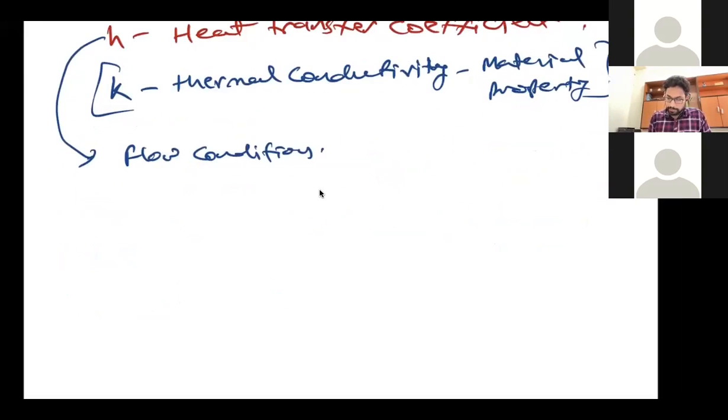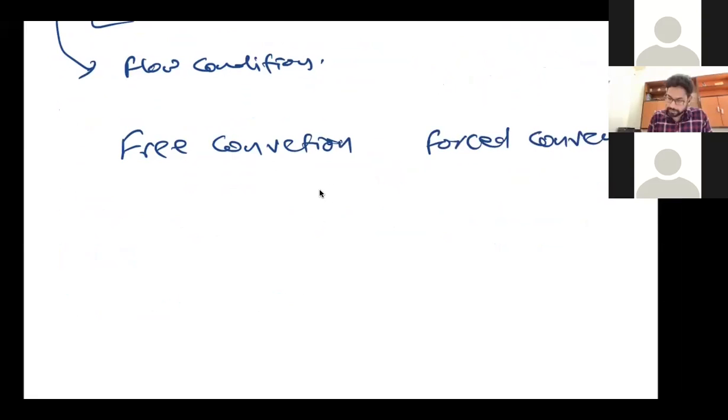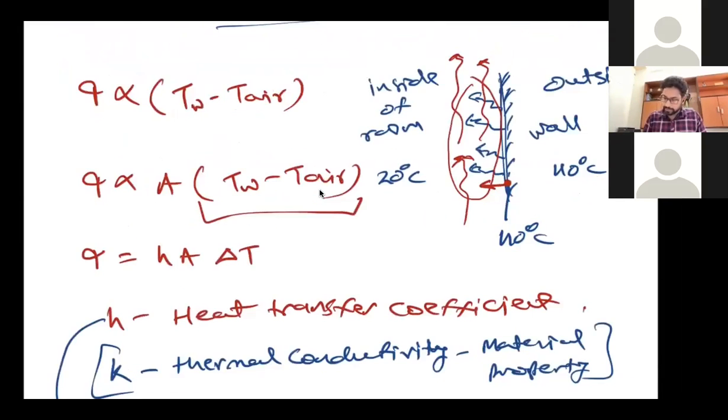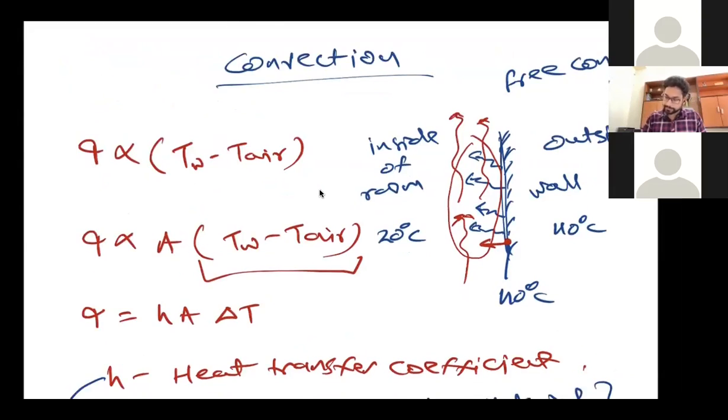Okay, so this brings us to our next topic, that is called types of convection, or free convection and forced convection. And depending on whether it's free convection or forced convection, the H values are different from each other. Okay, so we will discuss free convection and forced convection. To understand free convection, whatever we saw in this wall here is actually an example of free convection.